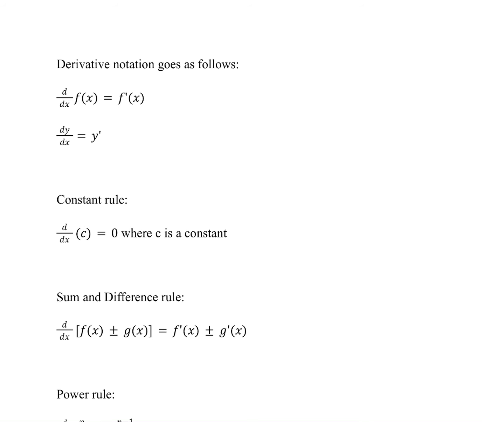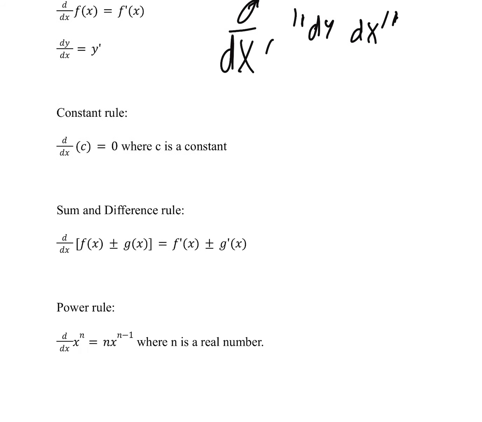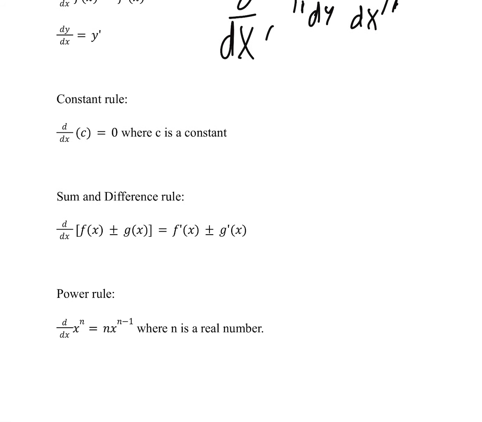So let's get started. Some derivative notation: the derivative with respect to x of f of x equals f prime of x. That d over dx notation is the derivative with respect to x. Another way is the derivative of y with respect to x equals y prime, pronounced dy dx equals y prime. That's just some derivative notation I wanted to show you. That'll be used more often now.